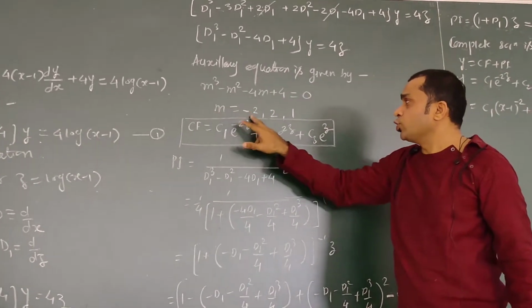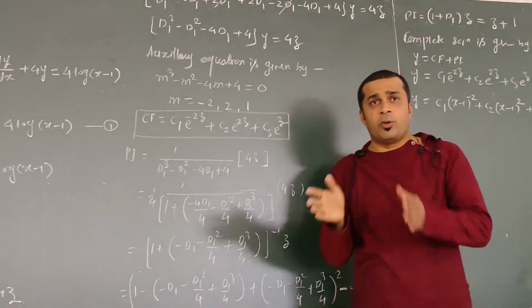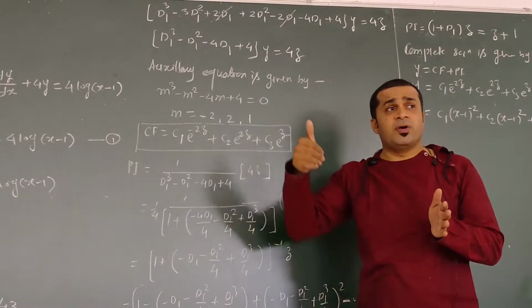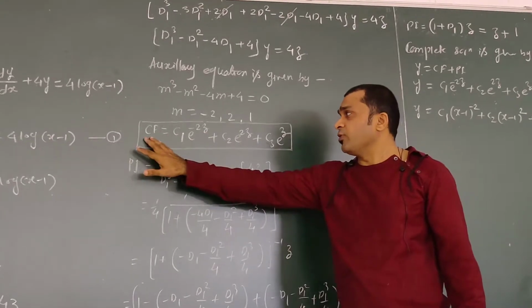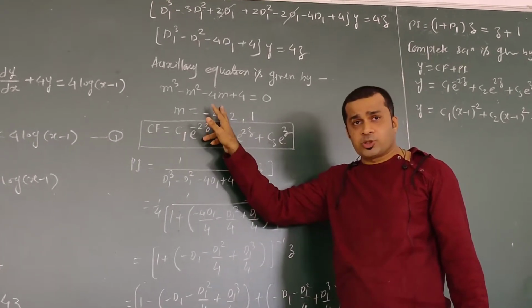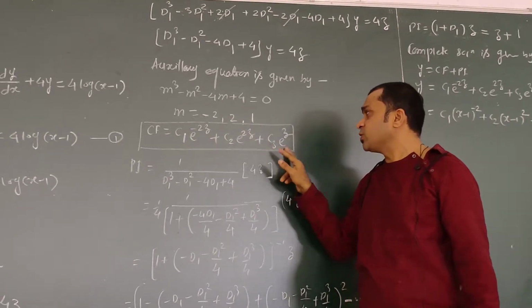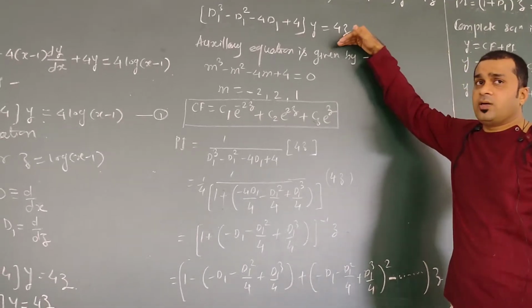Then m is equal to minus 2, 2 and 1 are the roots. While writing the complementary function for the Cauchy and for the Legendre, always write it in terms of the independent variable z, which is changed. So the CF equals c1 e raised to the power minus 2z plus c2 e raised to the power 2z plus c3 e raised to the power z. That is the complementary function for this equation.